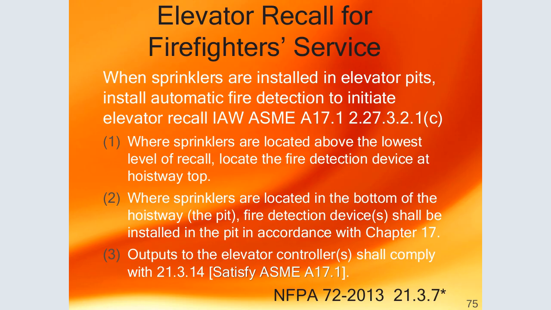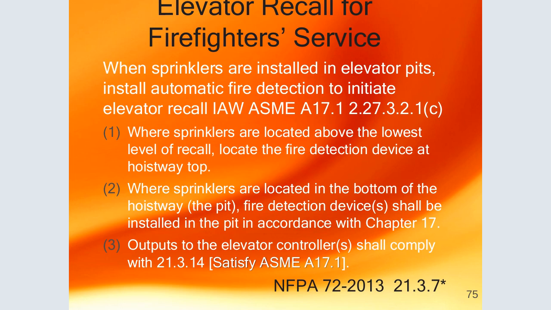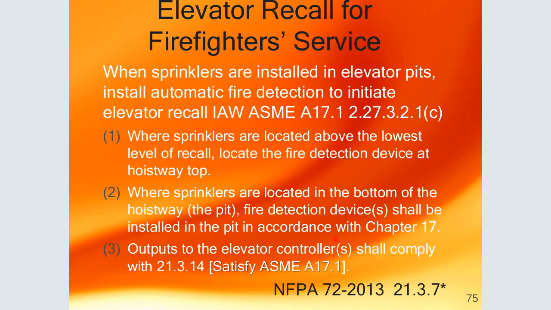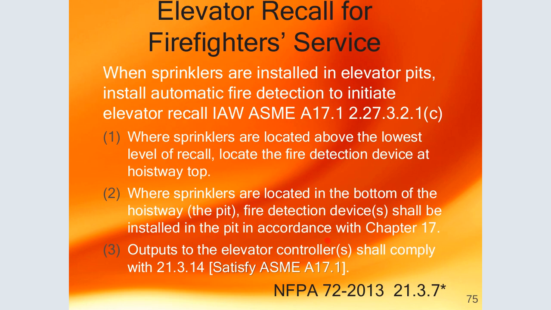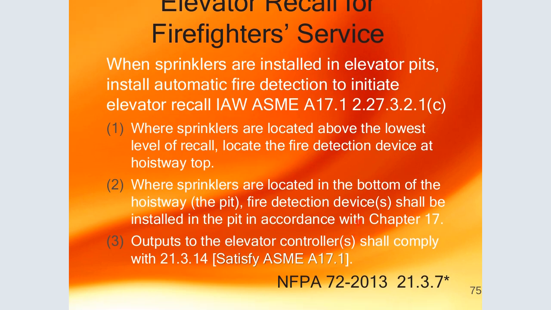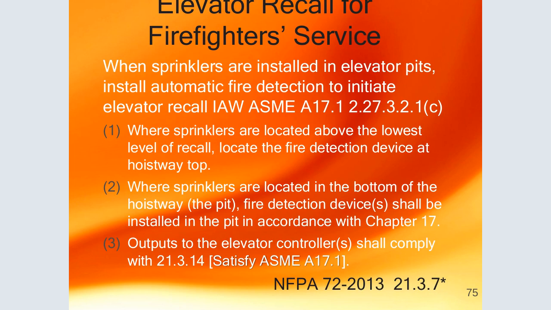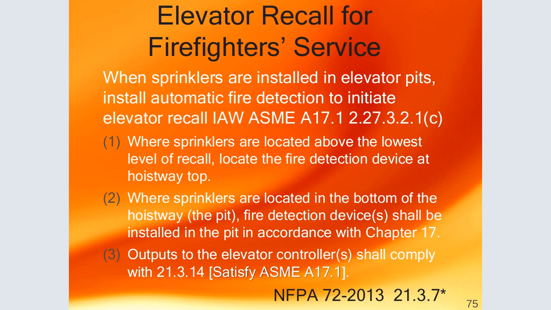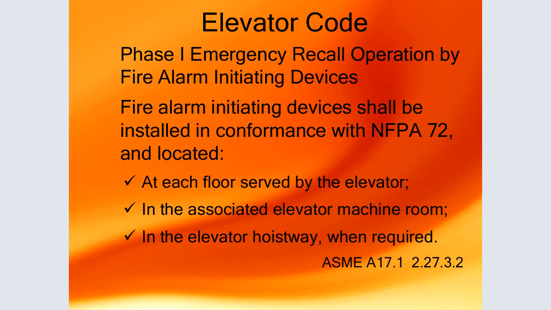So in such a situation, when sprinklers are installed in elevator pits, install automatic fire detection to initiate the elevator recall. Where sprinklers are located above the lowest level of recall, locate the fire detection device at the top of the hoistway. Where sprinklers are located at the bottom of the hoistway pit, fire detection devices shall be installed in the pit, and the outputs of the elevator controller shall comply with that standard.